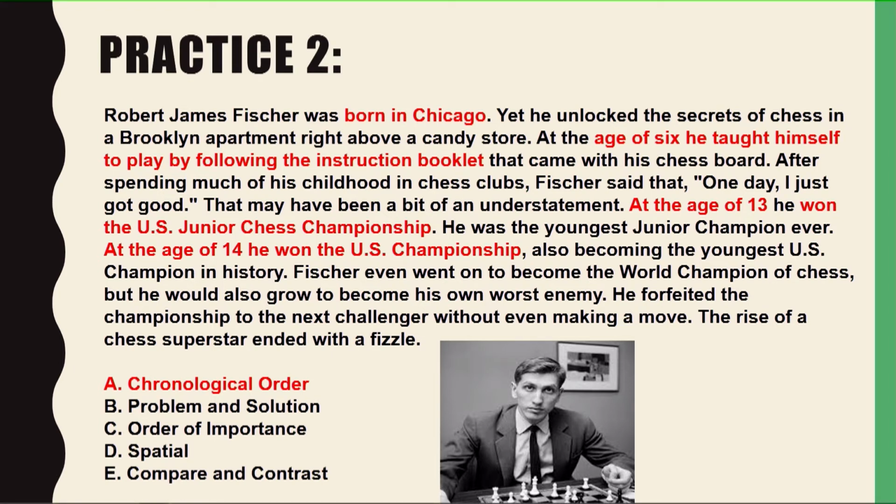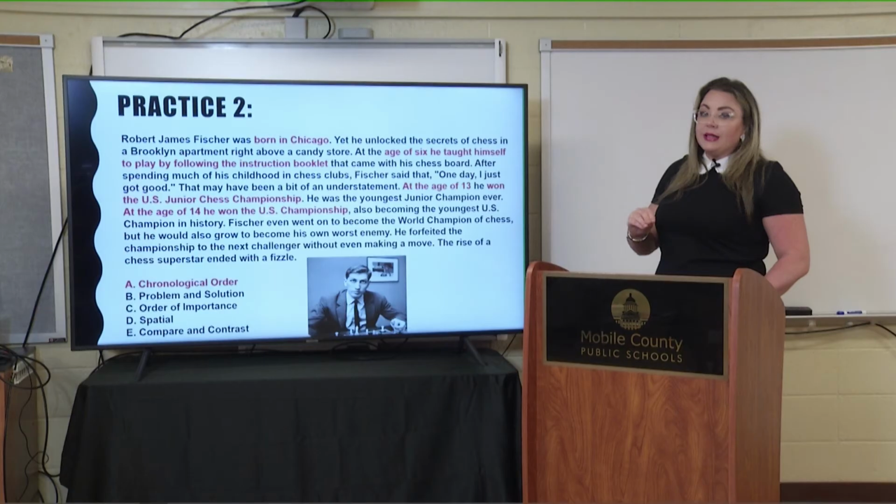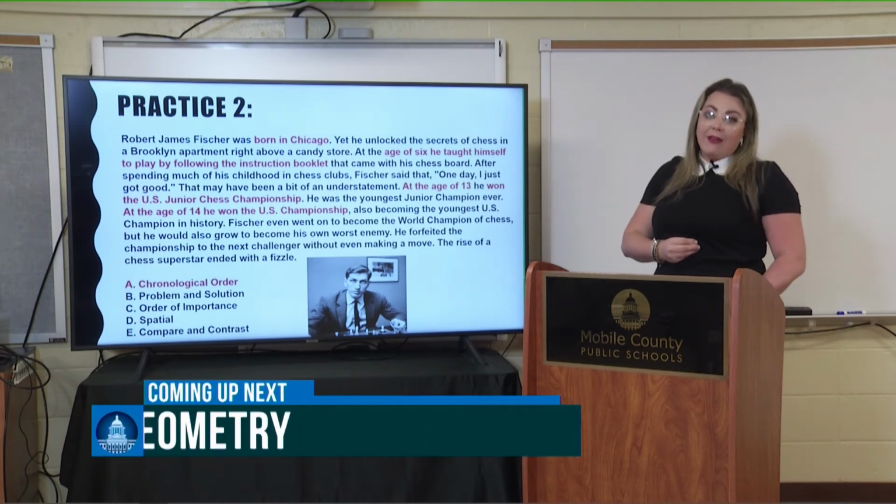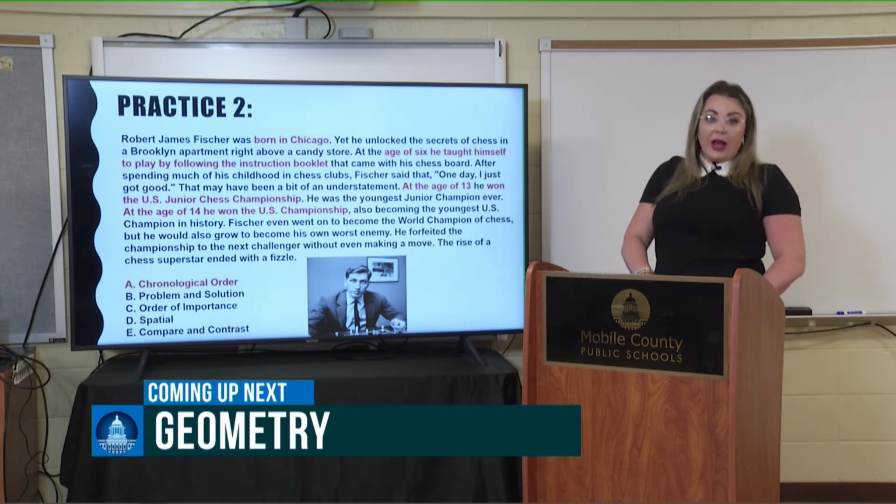It continues to then go from 6 to 13, where he won the U.S. Junior Chess Championship. Again, at age 14, he won the U.S. Championship. This passage shows us the chronological order of Robert James Fisher's life and his career in chess.